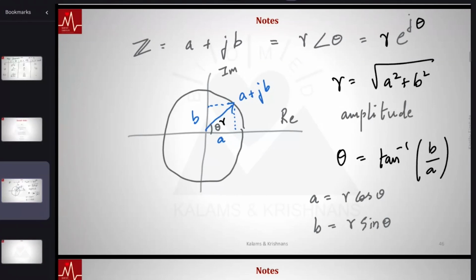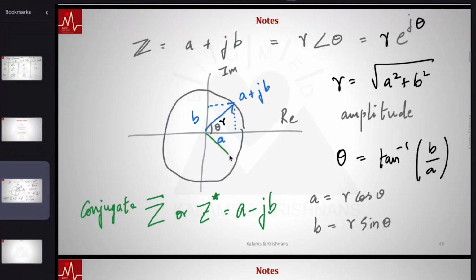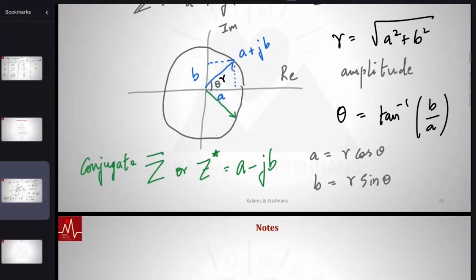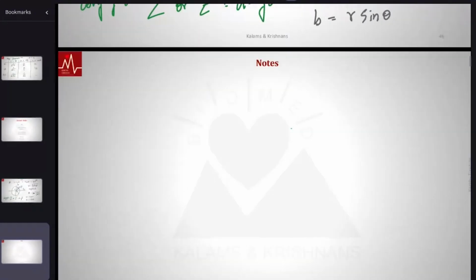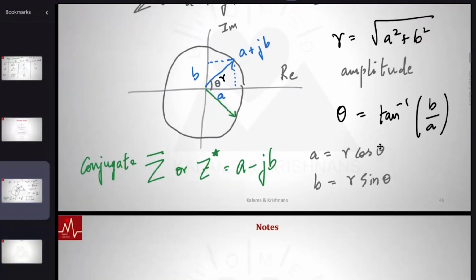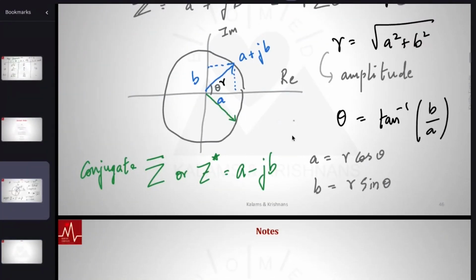And we have one important element, the conjugate. This is often z bar or z star. This is essentially a minus jb. The conjugate is here. The angle, the phase, is negative. The x component is the same. The y component, the imaginary part, is negative, minus b. Often the conjugate is useful. And so notice we got the amplitude here, we got the phase here, and then we also got the conjugate here.